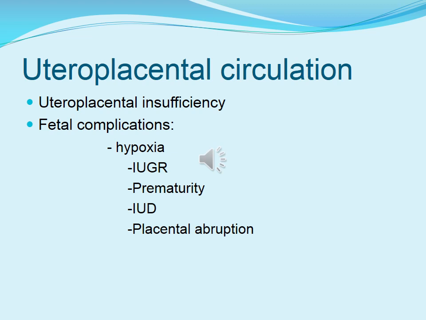What is the effect on the placenta? There is a uteroplacental circulation disorder here, in which there is uteroplacental insufficiency, which leads to fetal complications such as hypoxia, intrauterine growth retardation, prematurity, abruptio placentae, and intrauterine death.